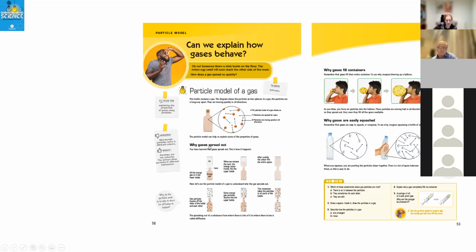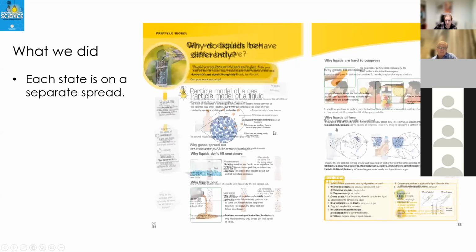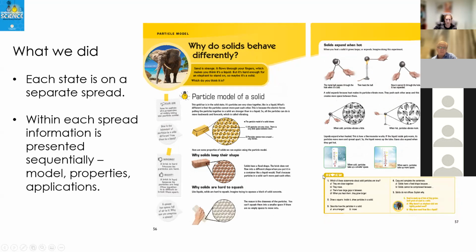So in Understanding Science, we did that. We did gases on one spread and liquids on another and solids on another. So we've got all of that information on the same spread. So we're not going backwards and forwards through the book trying to find the information. And then within each spread, we presented it sequentially.